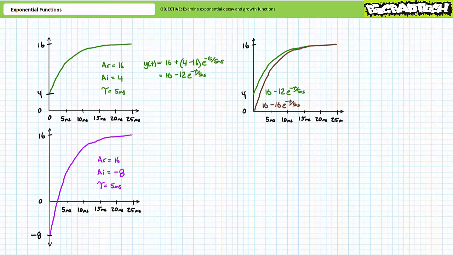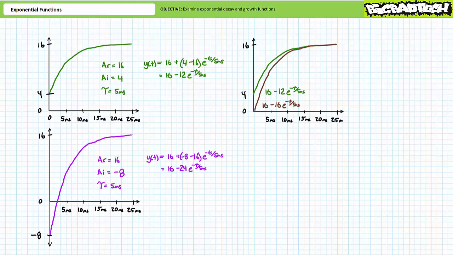Consider yet another more complicated analysis scenario in which growth starts at an initial value of negative 8 and then reaches 16, also over a span of 25 milliseconds. Using the more comprehensive growth function, we can model this behavior as having an initial value, ai, of negative 8, and a final value, af, of 16, also with a time constant of 5 milliseconds.